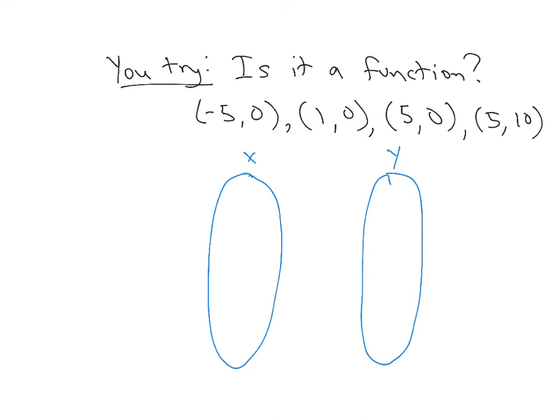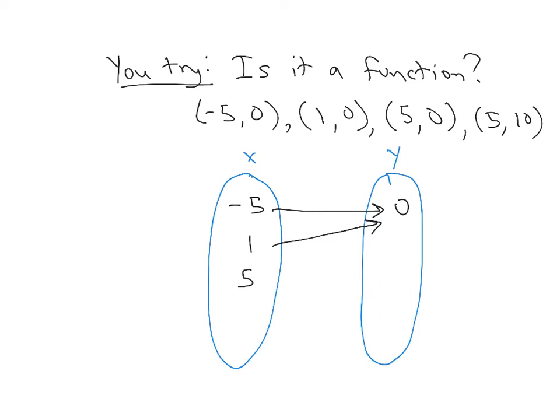Our first value, -5, is going to map to 0. So -5 as an x is going to map to 0 as a y. Then 1 comma 0 is the second point, so 1 as the x is going to map to 0 as the y, and that's okay, right? I'm allowed to have two different x values both mapping to the same y value. I just can't have one x value mapping to two different y values.